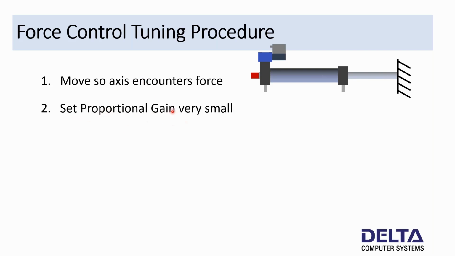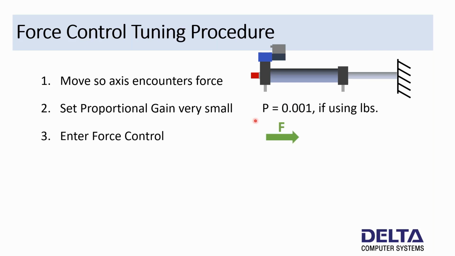Then you want to set the proportional gain to be a very small value. If you're using pounds, then it should be 0.001. But if you're using tons, then it should be a factor of 2,000 different. So it can vary wildly what the proportional gain should be, but generally you want to start very small.